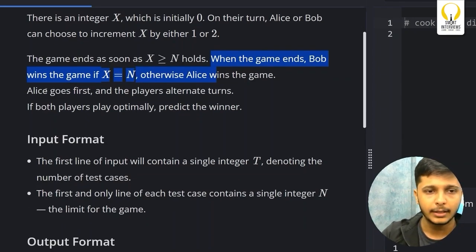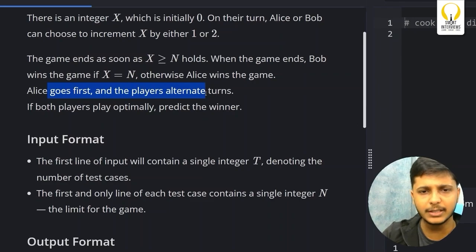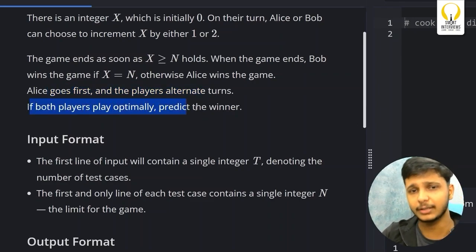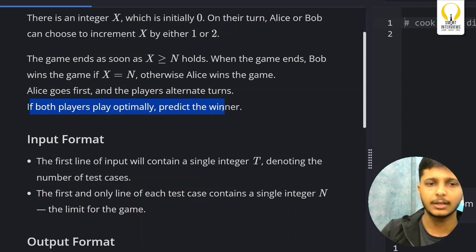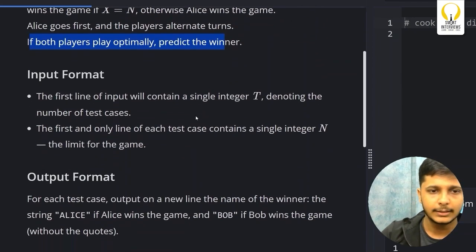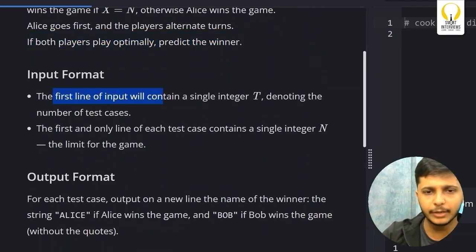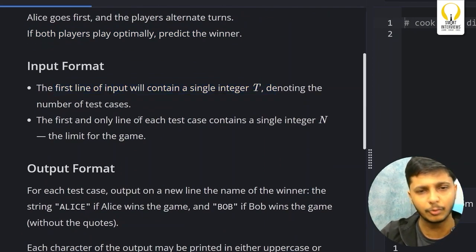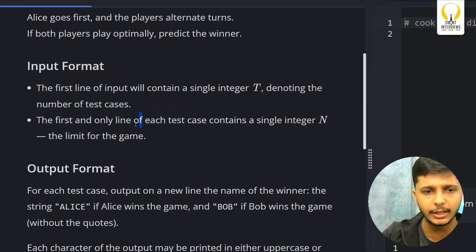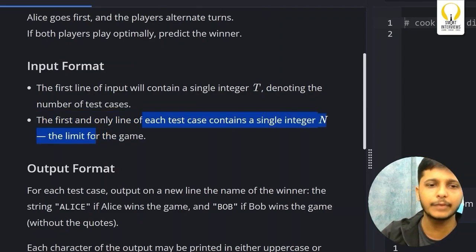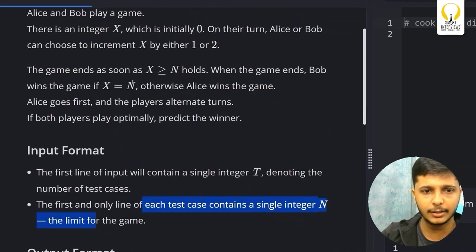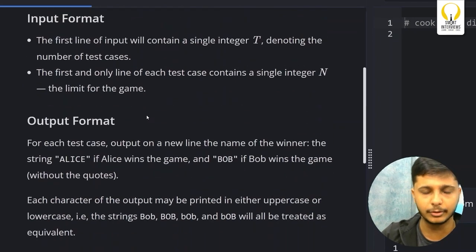Cool. Alice goes first and the players alternate their turns. If both the players play optimally, predict the winner. So optimally means both of them are playing to win. Input format. The first line of input will contain a single integer t, which is the number of test cases. The first and only line of each test case contains a single integer n, which is the limit for the game. So basically this n which we're talking about.